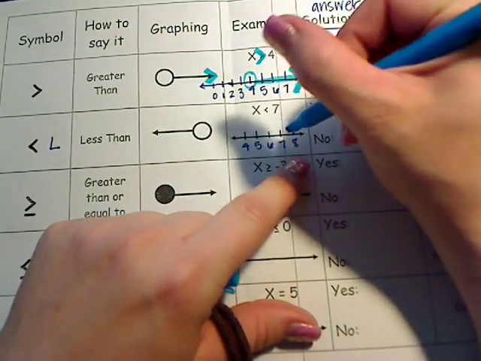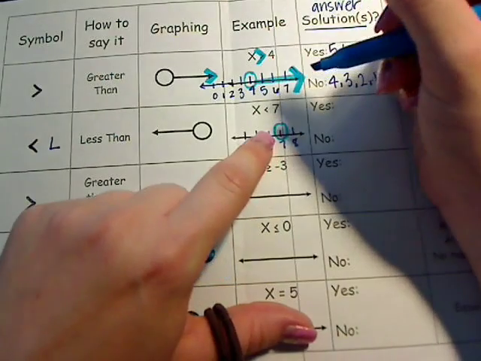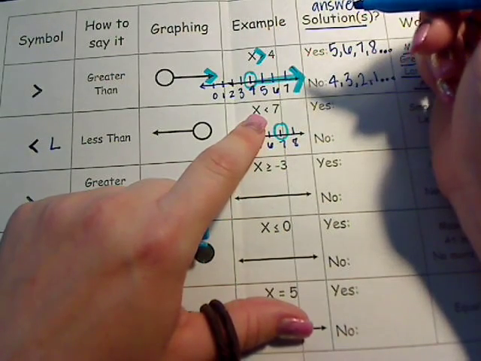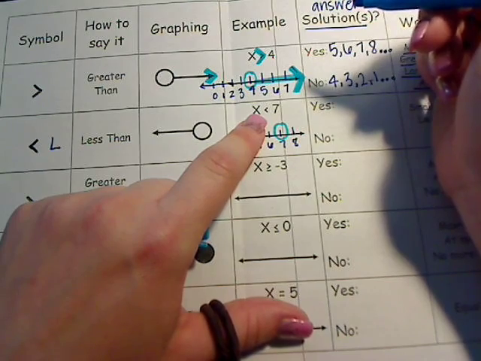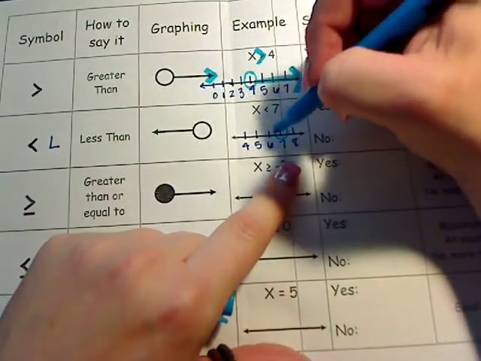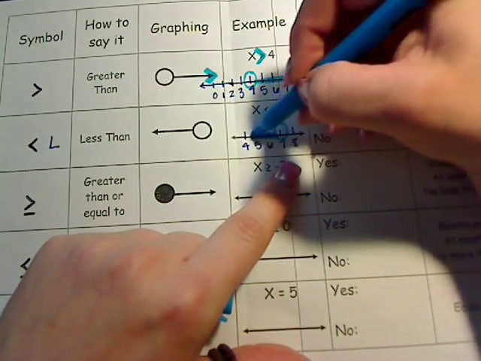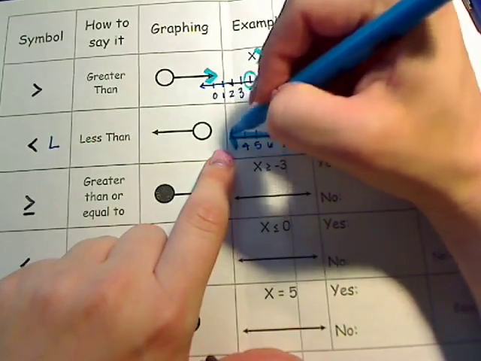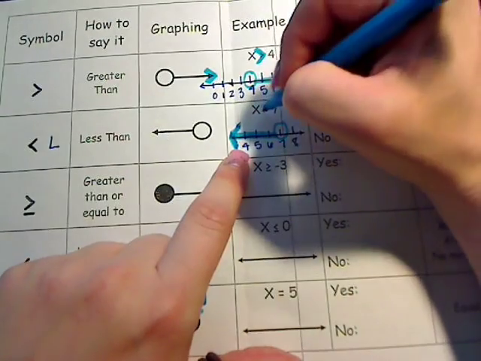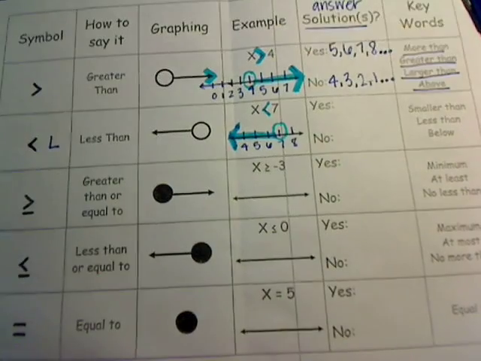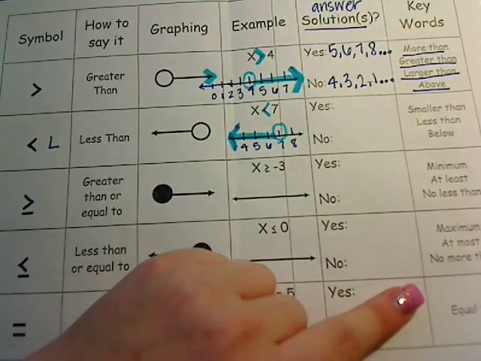Now let's graph that. So x is less than 7. 7 is where my circle is going to go. It's an open circle because it does not include the number 7. I want everything less than 7, not equal to, but less than 7. So everything less than 7 or smaller than 7 is going to be this way on the number line. And remember, your arrow that you draw on the end of your graph should point the same direction as your inequality symbol. That's a way you can check yourself.